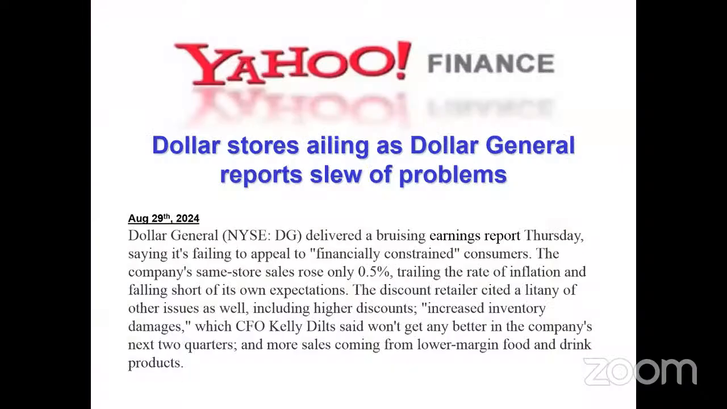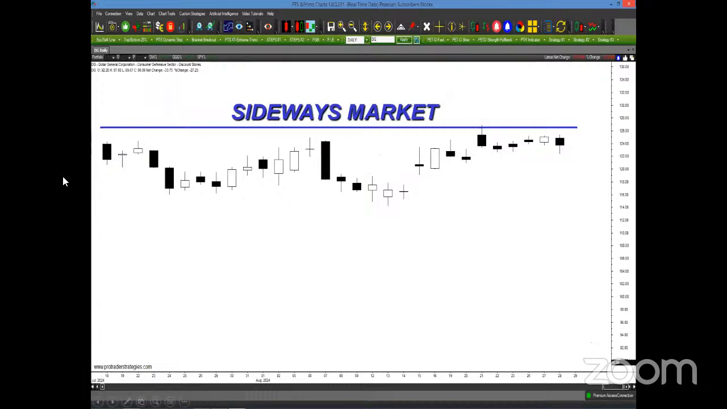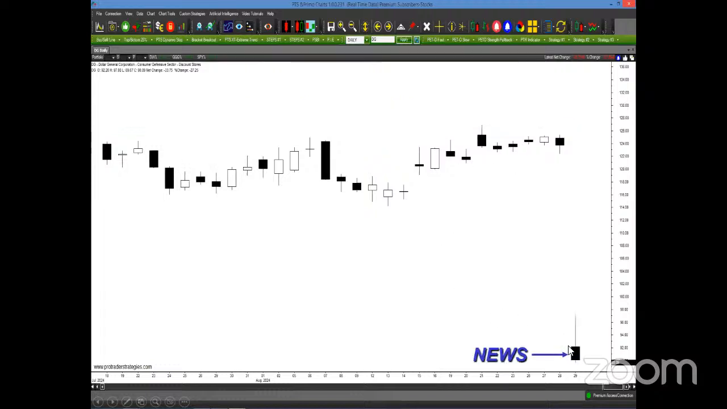For example, this just happened this past week, August 29th. Yahoo Finance reported that dollar stores ailing as Dollar General reports a slew of problems, okay? Basically, the earnings, the economic numbers about the actual company were terrible, so the stock fell out of bed. As we can see here, the market prior to that news was basically going sideways, right? Not a lot of information here. It looked like you were waiting for a breakout to the upside. And then look what happened. Here's where the news came out about the earnings and the stock fell out of bed.